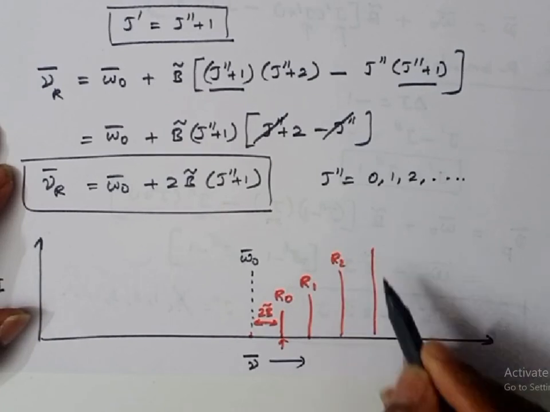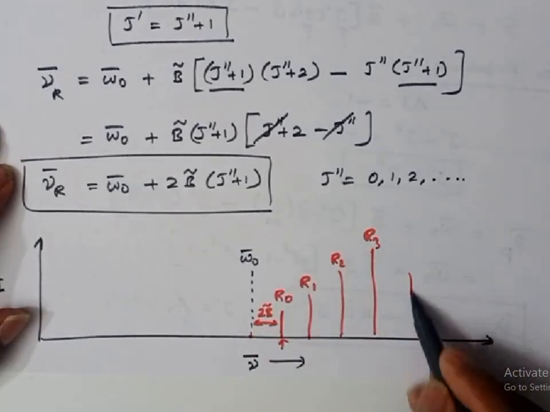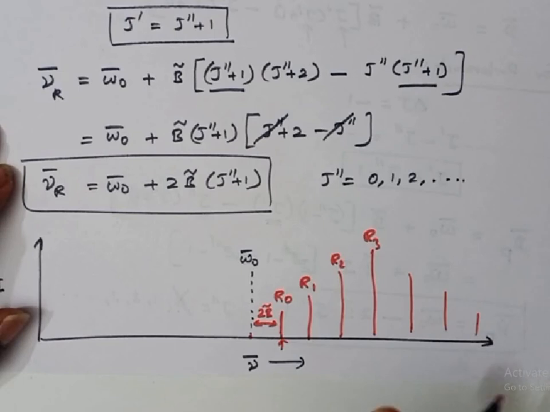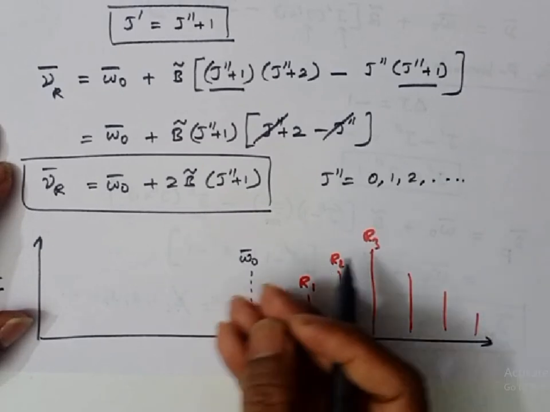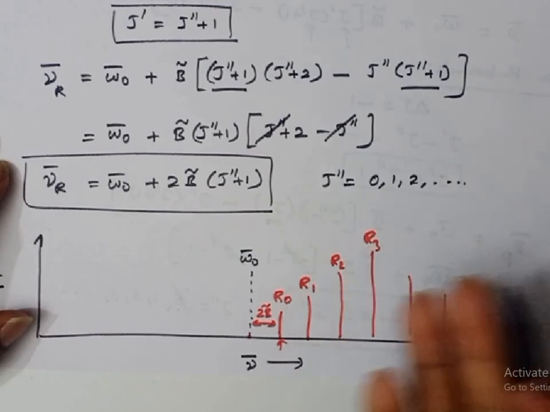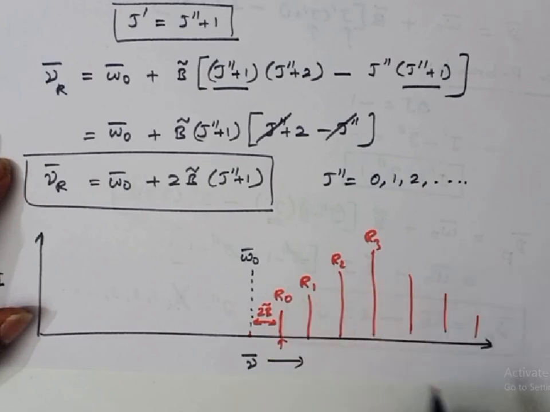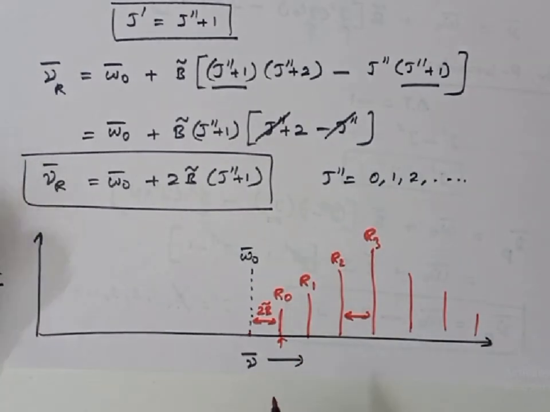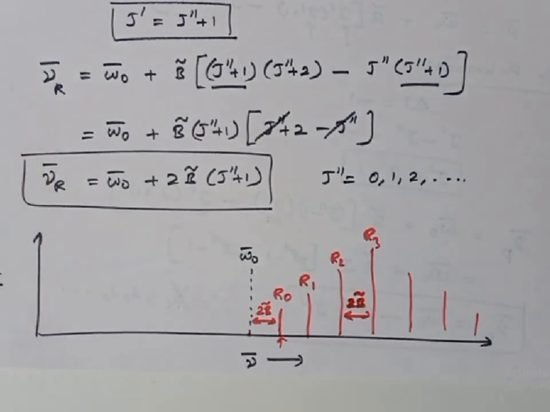R2, then R3. The intensity increases, then decreases like that. Don't think that only at R3 the intensity is high. I have drawn it like this just for understanding purposes. It may be R10, it may be R20, depending upon the molecule. And these are all the R branch lines. What is the distance between adjacent lines in the R branch? 2B. Very good. The distance between adjacent R branch lines is 2B. Take note.